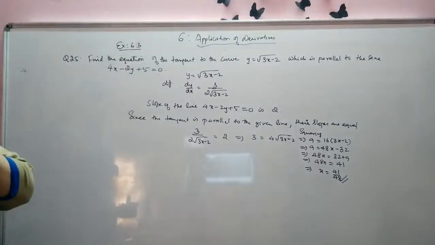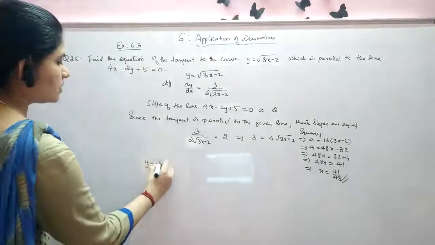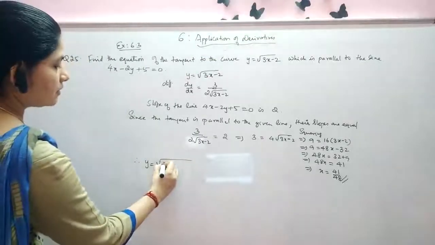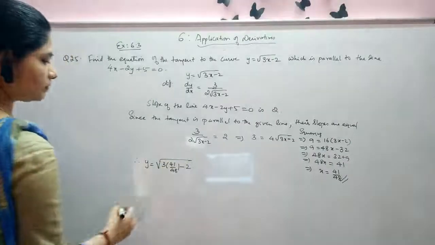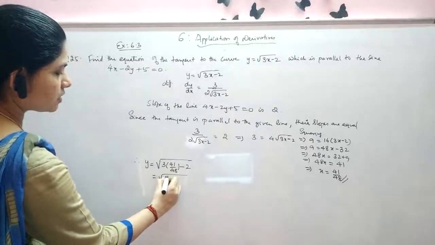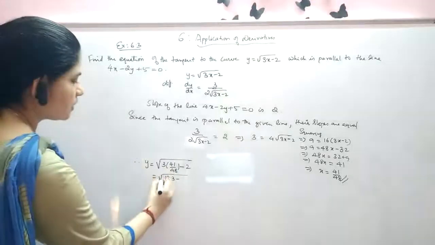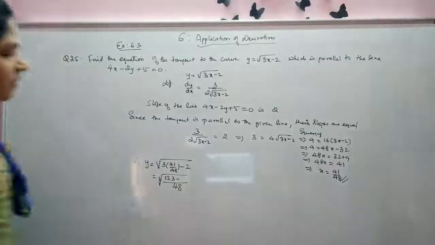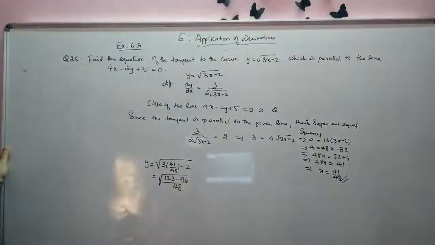Now in order to find out y, you have to replace it in the equation. That is, therefore, y is equal to root of 3 into 41 by 48 minus 2, which is equal to root of 3 into 41 will give you 123 minus 48 into 2 will give 96, denominator is 48, okay. So now 123 minus 96 is giving you 27.